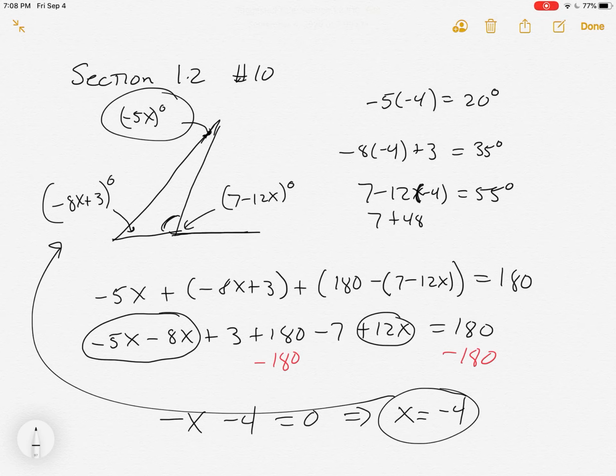algebra skills, as well as the knowledge that the sum of the angles of a triangle is 180, and that a straight angle, or what our book calls supplementary angles, add up to be 180. All right, hopefully that's helpful.